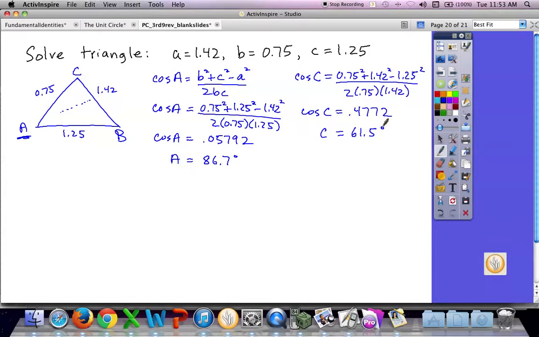Right? And you still need one more angle, and B, you don't need the law of cosines for this. Just subtract A and C. 31.8.